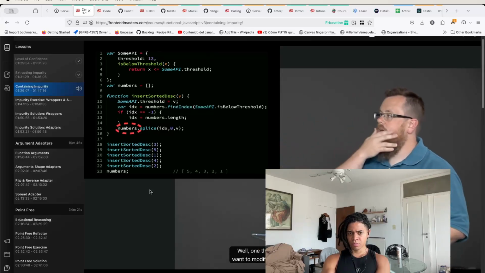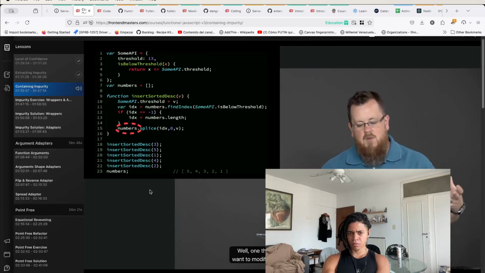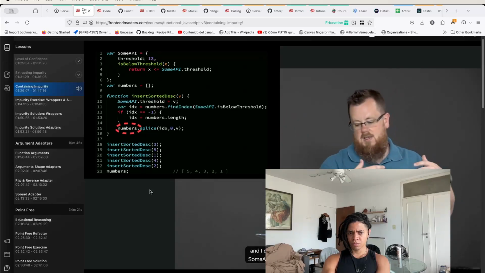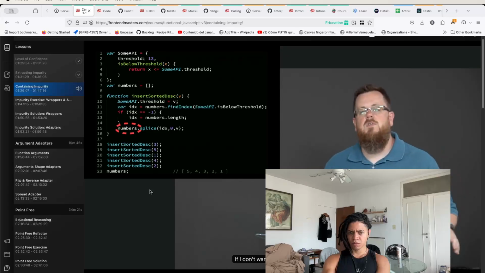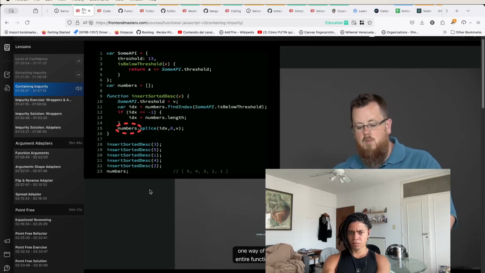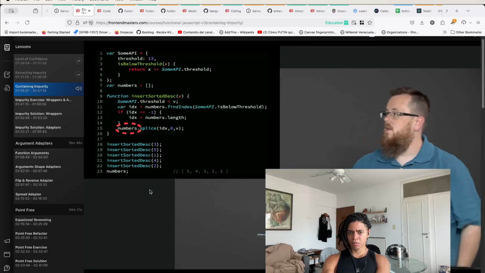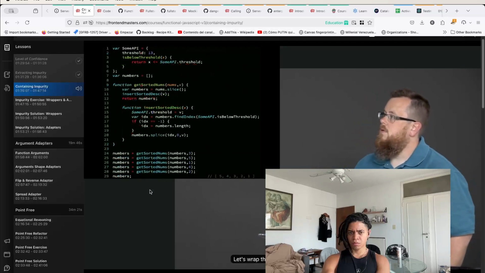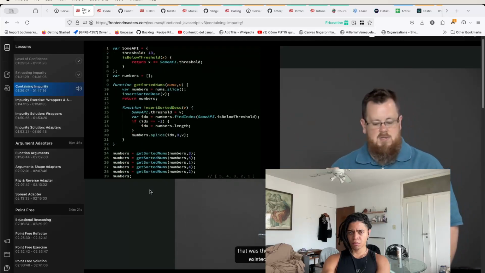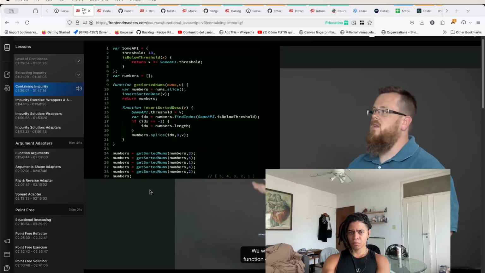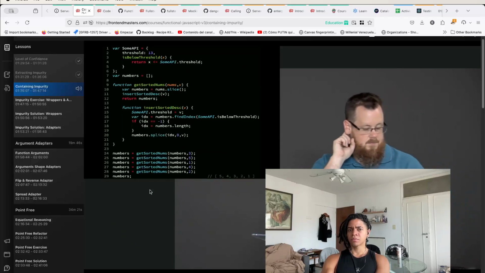Well, one thing that I can do, if I don't want to modify the global numbers array, and I don't want to use this sumAPI.isBelowThreshold, if I don't want to use those side effects, one way of doing this is to wrap that entire function so that the side effects that occur are not in the global scope, they are inside the function. Let's do that. Let's wrap the insertSortedDescending. That was the function that previously existed in the global scope. We wrapped it in another function called getSortedNums.